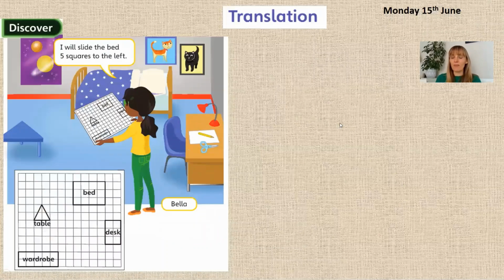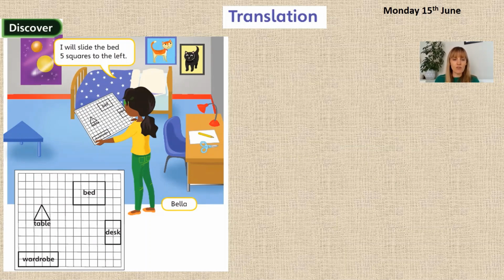So here we are. We are learning today and tomorrow about translation. Now, translation is all about how we move shapes around. And you can see that Bella on the picture, she has been drawing an aerial diagram of her bedroom. So she's got her bed, her desk, a table and a wardrobe. So it's almost like she's looked down from the top. And that's where all of those parts of her room are kept.